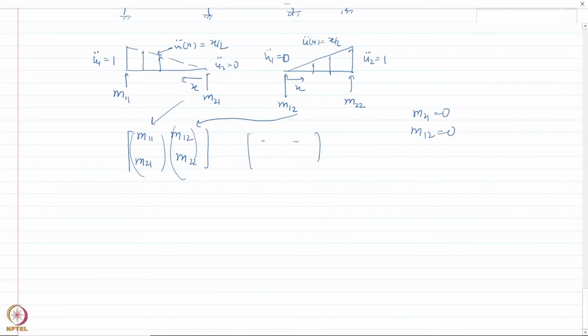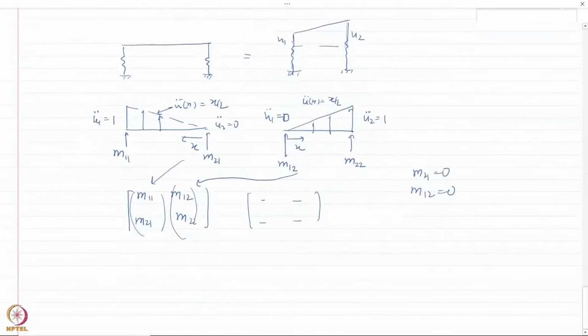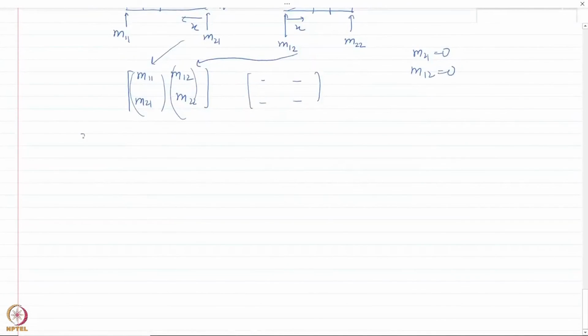So here you would have non-zero off-diagonal terms as well. You would have some term here, some term here, and some term here. So this is a distributed mass system, and in this case I don't get a diagonal mass matrix, even if I employ the influence coefficient. Okay, so this is one example, and you would see similar other examples where the mass matrix is not diagonal. So using the influence coefficient method, we have been able to derive the mass matrix, then the damping matrix, and then the stiffness matrix.